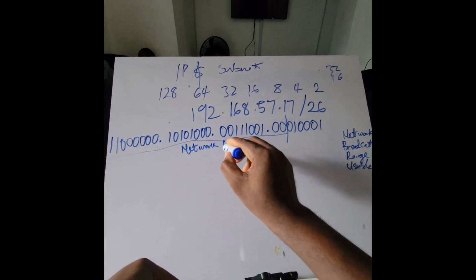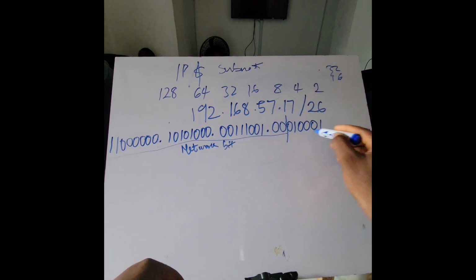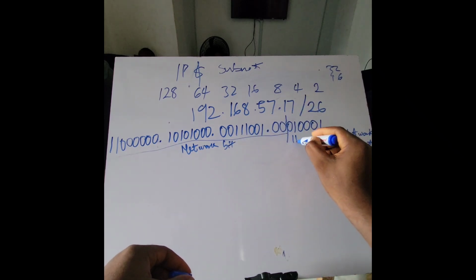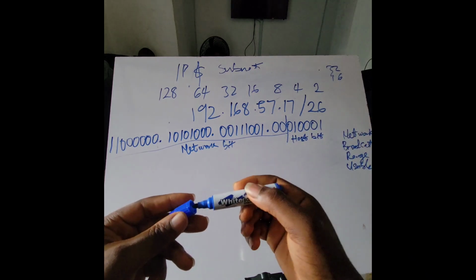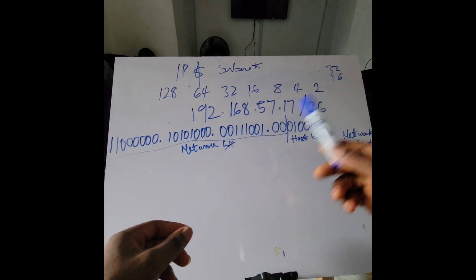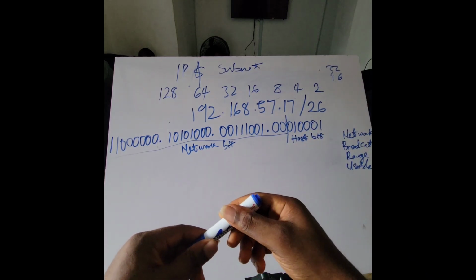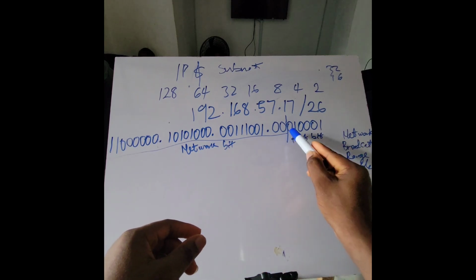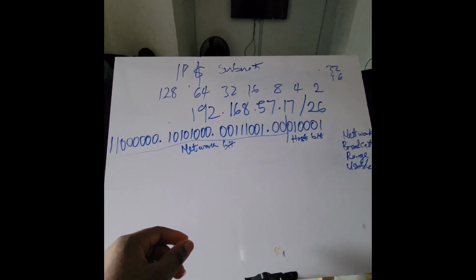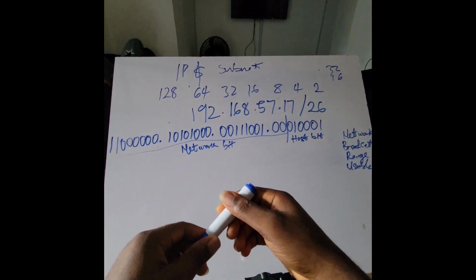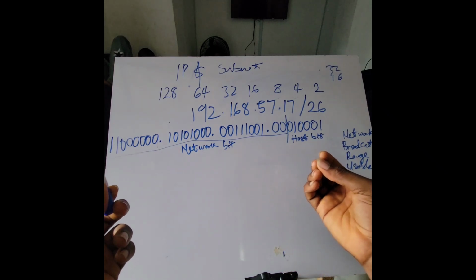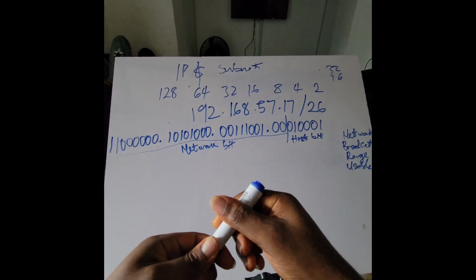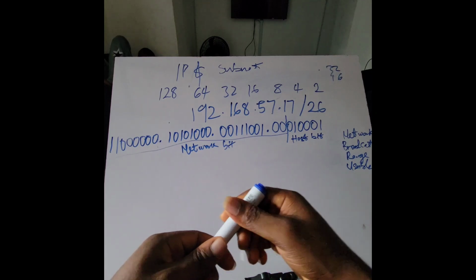Network bits, and these are the host bits here. So to calculate the network IP address, what we do is give all of these host bits zeros. If you have all zeros, that means the host bits there, or the network address there, is going to be all zeros.